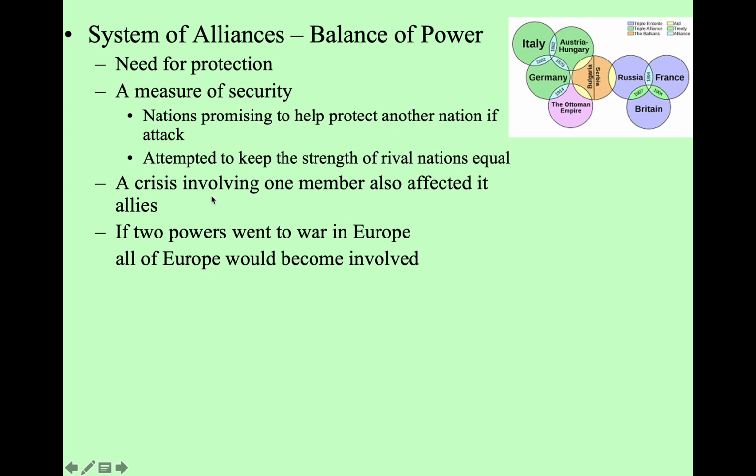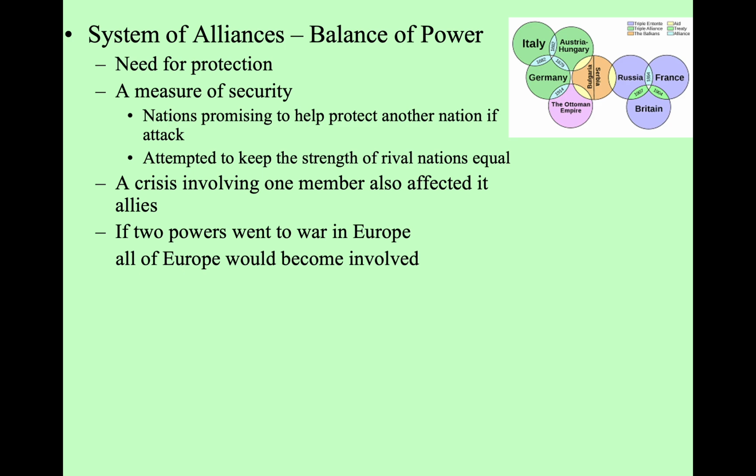What ultimately happened because of these alliances is that when an incident occurred involving one member of an alliance, it impacted the other countries who were connected to it because of their pledge to help and defend their allies. The system of alliance ultimately meant that if two European powers went to war, all of the nations would end up being drawn into the conflict.